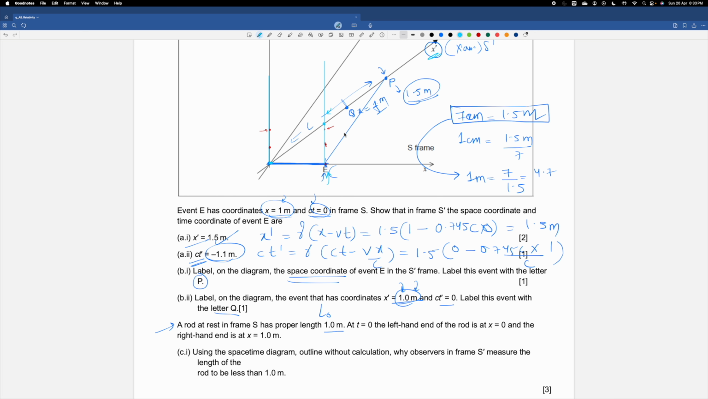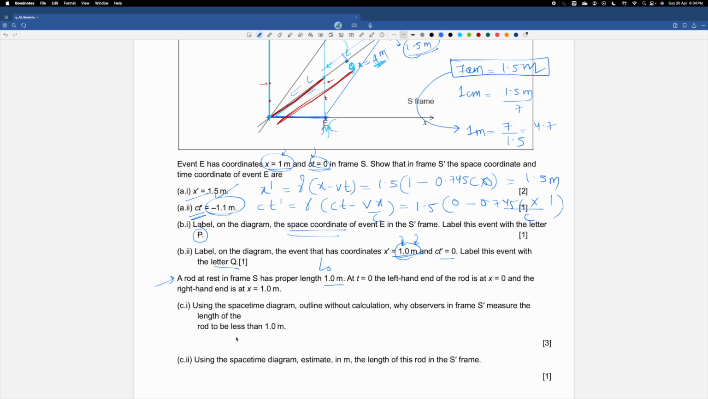Now, as you can see, the 1 meter as per the x prime length is at Q, but the end of the rod is shorter than the 1 meter. And therefore, from the space-time diagram, we can say that yes, the length of the rod is shorter than 1 meter. Next question. Using the space-time diagram, estimate the length of the rod in the S prime frame.